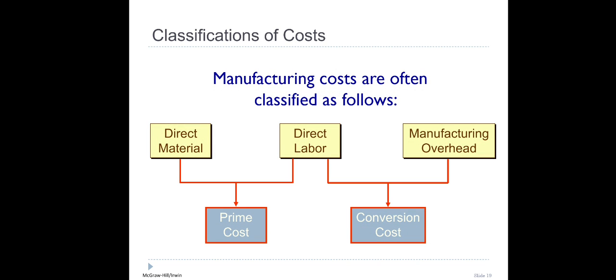Okay, this is another classification of cost. This is related to manufacturing cost. You have to memorize this. So you know that manufacturing costs are three: direct material, direct labor, and overhead. So direct material plus direct labor is known as prime cost. It is known as prime cost because these two costs are the most important cost that a business has to pay when the business is producing a product.